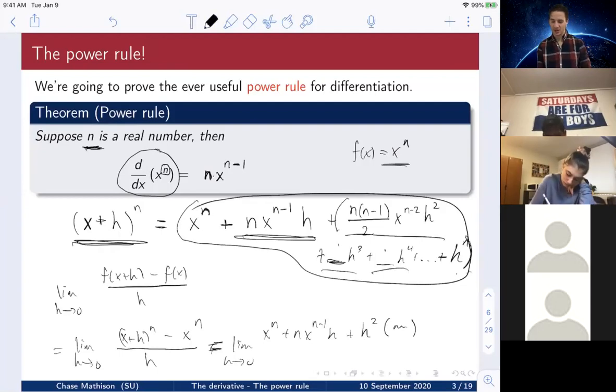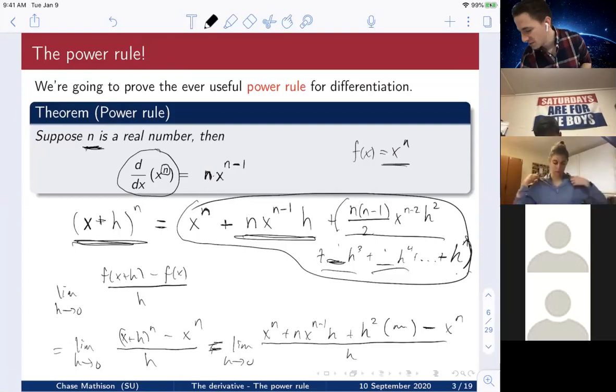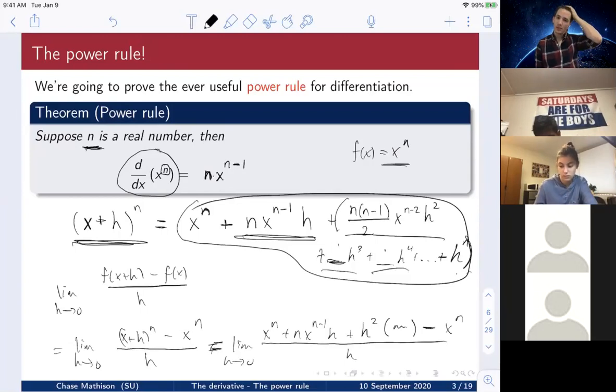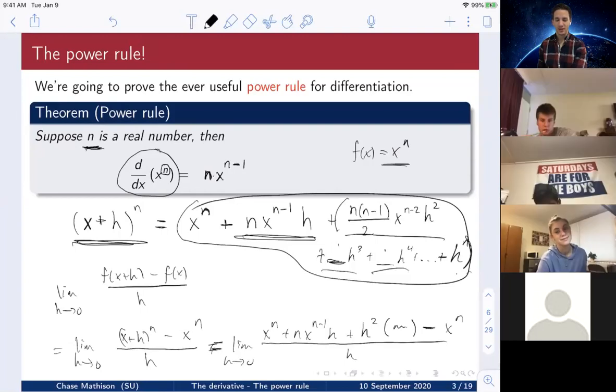So there's (x plus h) to the n, and I'm going to subtract off x to the n and divide by h. Okay, so what happens here? Who can tell me what happens here? There's one pretty obvious thing, I think. So you might want to answer the obvious thing first. Some of the x's, the h's to the n.